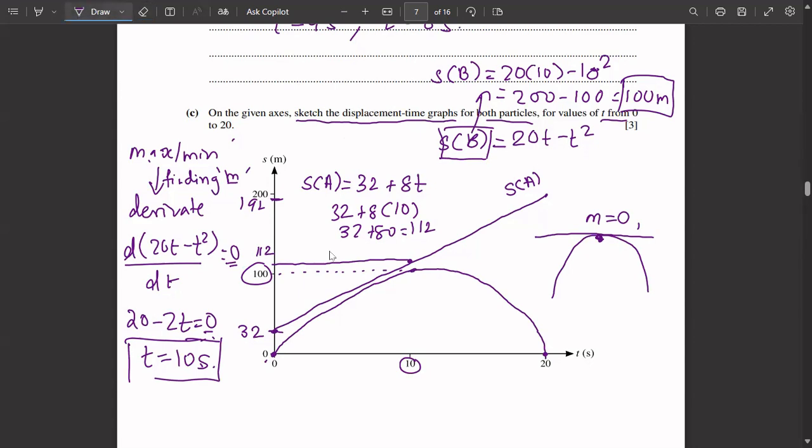What I did right here was I found the distance traveled by A when the time is 10 seconds. So it was above. If this was equal to 100, then both would have touched here. And if this was less than 100, then this would have gone above like this. But displacement of A was higher, so the graphs do not touch. And that's how we are done with question 4.